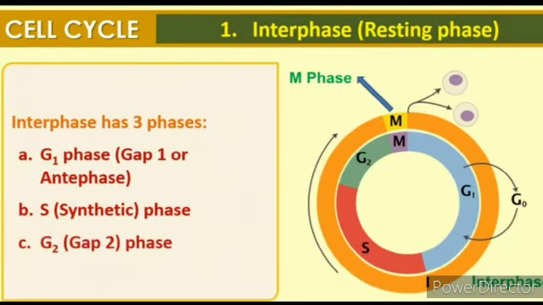The interphase, though called the resting phase, is the time during which the cell is preparing for division by undergoing both cell growth and DNA replication in an orderly manner. The interphase is divided into three further phases. First one, G1 phase; the G means gap 1. Second, S phase, that is the synthesis phase. Then the third, G2 phase, gap 2.